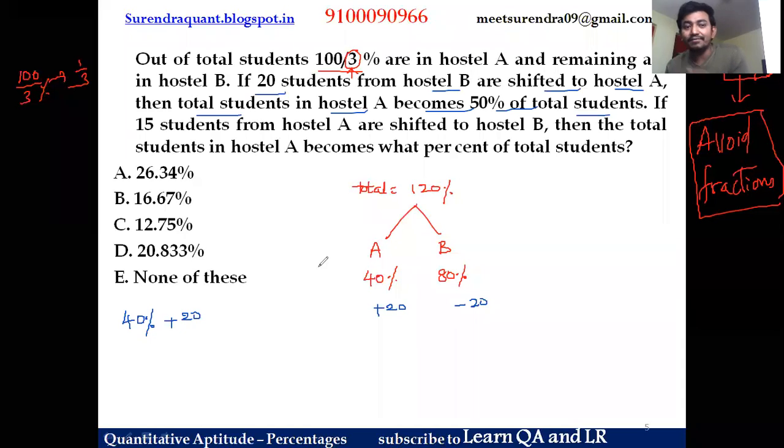Somebody by mistake takes 50 here. But please be careful. 50% of 120 means exactly half, which is 60. So the difference in percentage is 20%.